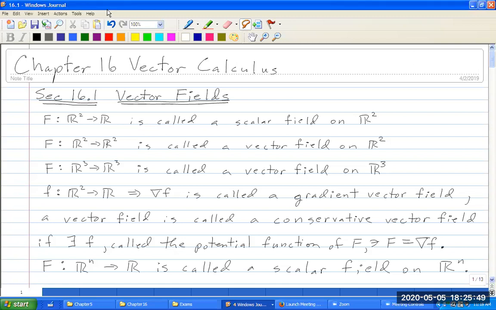A new chapter, chapter 16, which is on vector calculus. So section 16.1, vector fields. A lot of this first section will just be terminology.